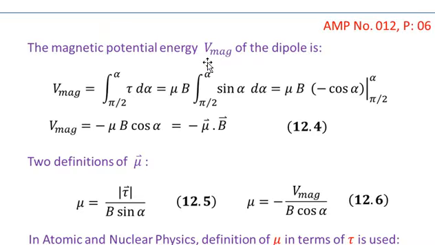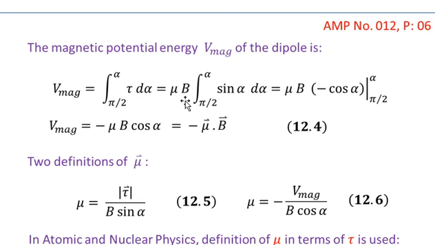The magnetic potential energy, which we call V with a subscript mag. V mag means that this is the potential energy due to the magnetic field. So the magnetic potential energy V mag of the dipole is the integral from pi by 2 to alpha. If you multiply tau with d alpha and integrate from pi by 2 to any angle alpha, this will give you the magnetic potential energy of the dipole.